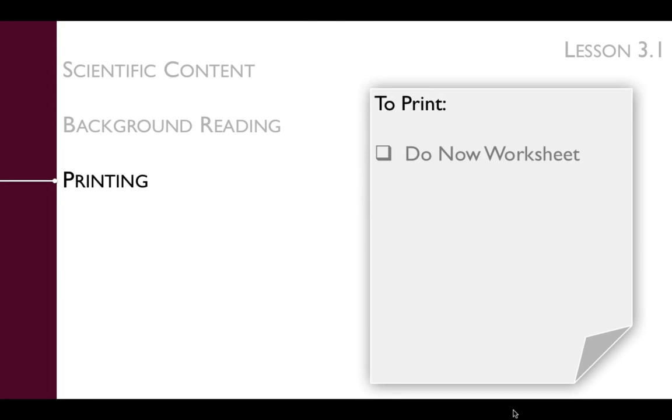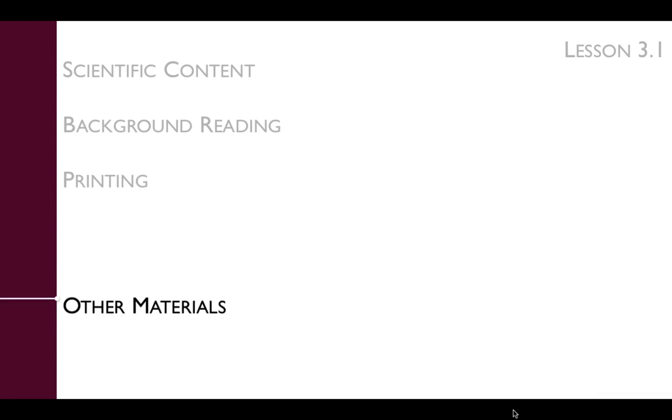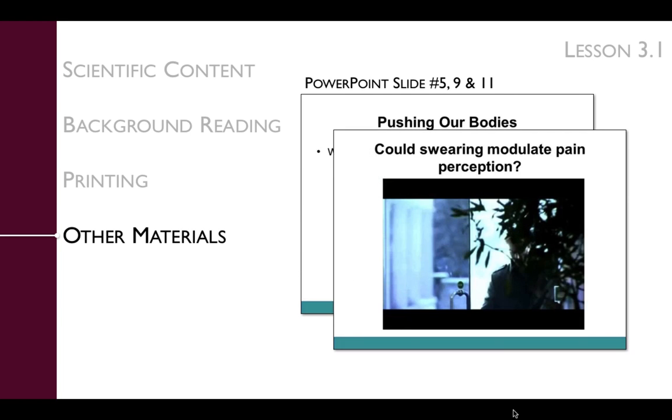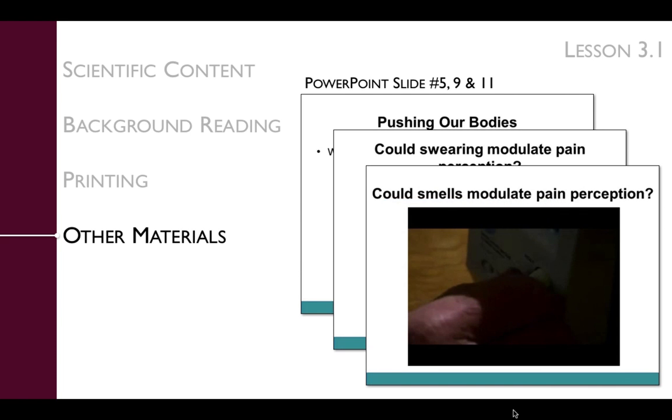You'll need to be sure to print the Do Now worksheet and sleep journal for your students. You'll also need to double-check that the embedded videos on PowerPoint slides 5, 9, and 11 will play on your classroom computer. If you do have problems playing the videos within the PowerPoint slides, you can download them from the ND Multimedia Backup. A link to this backup is provided on the webpage for Lesson 3.1.